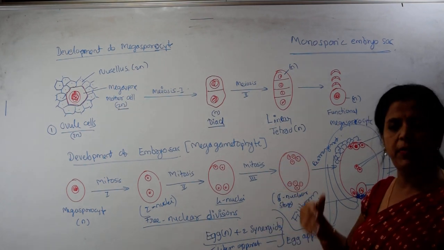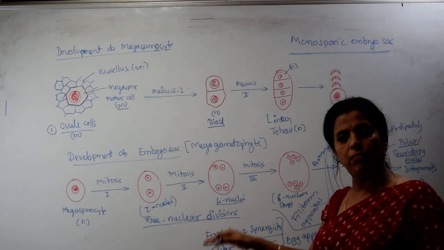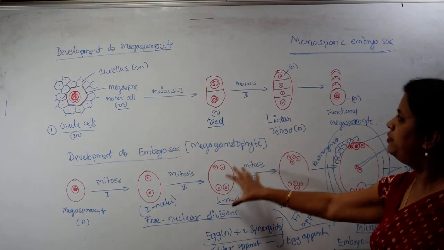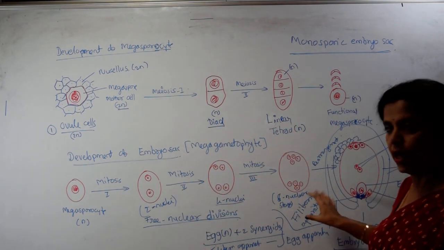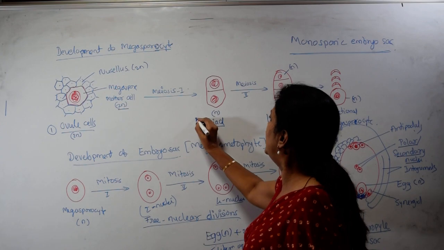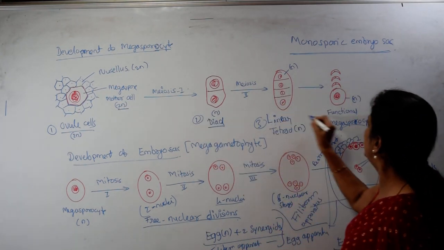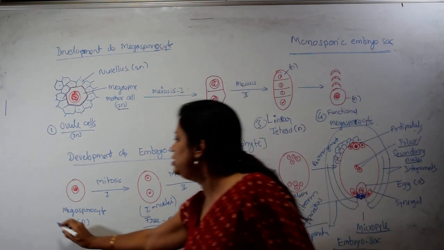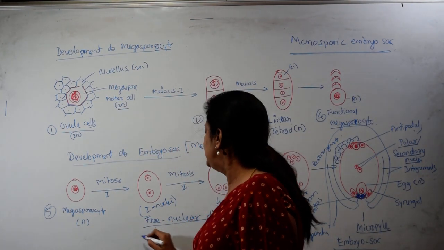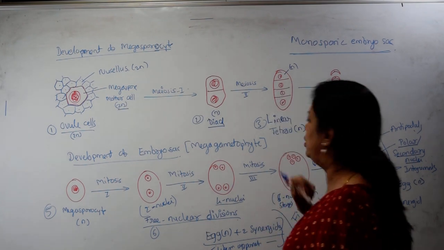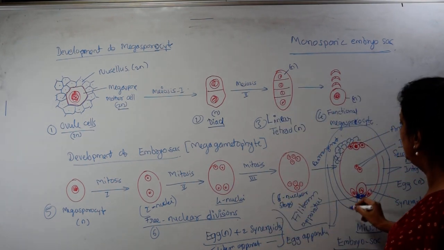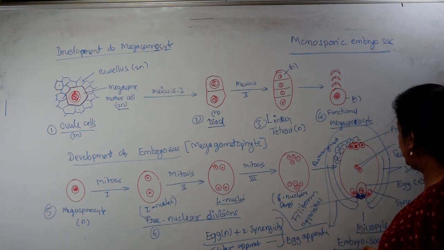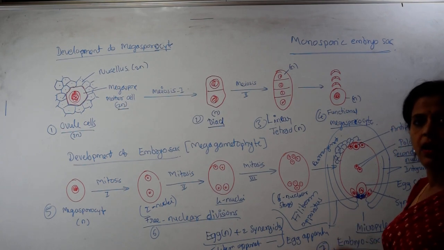Megasporogenesis or formation of megasporocyte, and formation of the embryo sac. This is different, this is different. This will continue with the next diagram. So if you want to label, this is the first diagram, this is second, this is the third diagram, this is the fourth diagram, formation of megasporocyte. Then this will be the fifth diagram. The sixth diagram includes the 1, 2, 3 free nuclear divisions. And the last diagram, the seventh diagram, is the formation of the fully developed embryo sac.